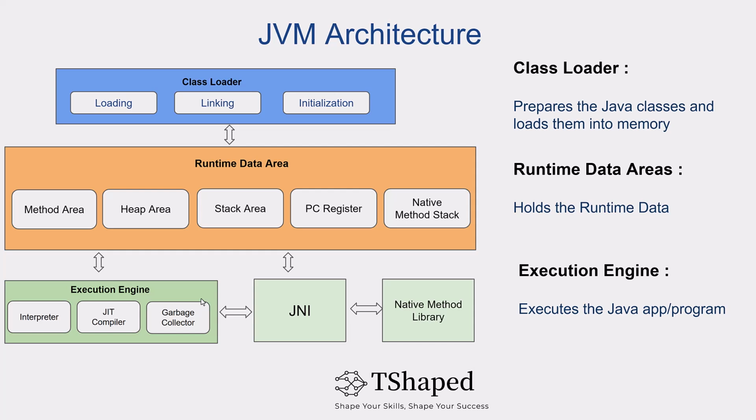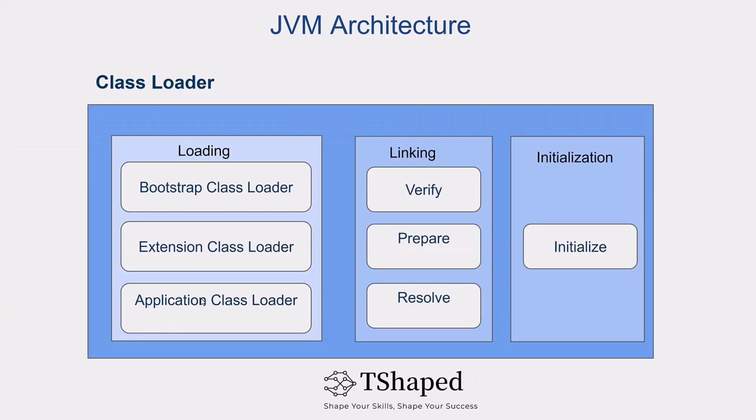Now let's understand the same thing one by one here. Number one happens to be the class loader. The class loader is responsible for loading the Java classes into memory. Classes are first compiled into bytecode, you all know that, then loaded into the JVM by the class loader itself, where we have three important components here. Number one is loading, number two is linking, number three is initialization.